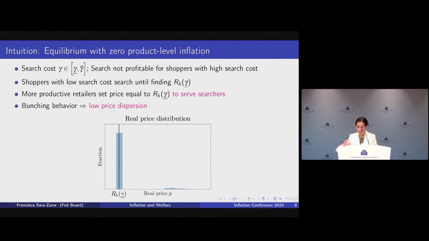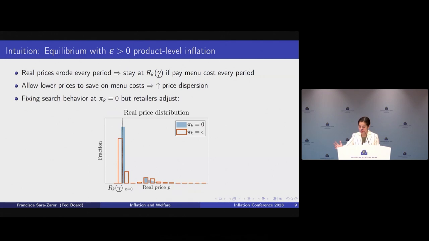Then we will have that all the productive retailers bunch around this very low reservation price, that is, we observe in this real price distribution plot. And this is what generates low price dispersion around zero product level inflation.